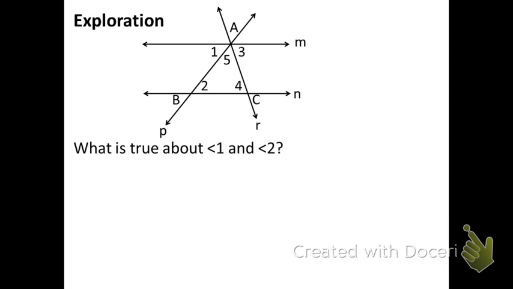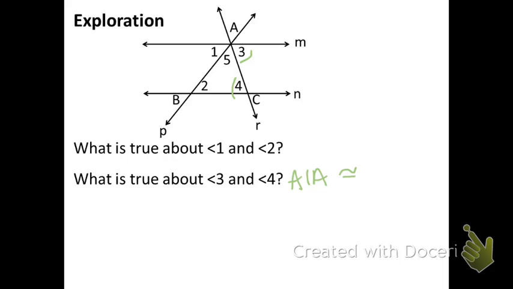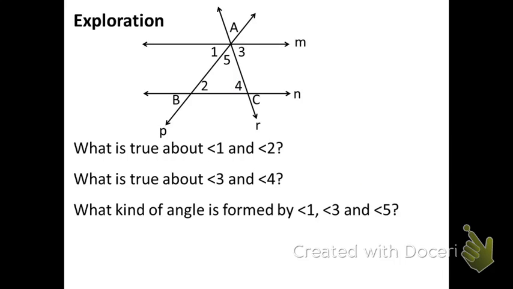Since we know the lines are parallel, what about angles 1 and 2? Well, 1 and 2 are known as alternate interior angles, and because the lines are parallel, these are congruent. What is true about 3 and 4? Same idea, they're alternate interior angles, so they're congruent as well. What kind of angle is formed by 1, 5, and 3? It forms a line. They're not a linear pair because that's just two angles, but they will be supplementary.